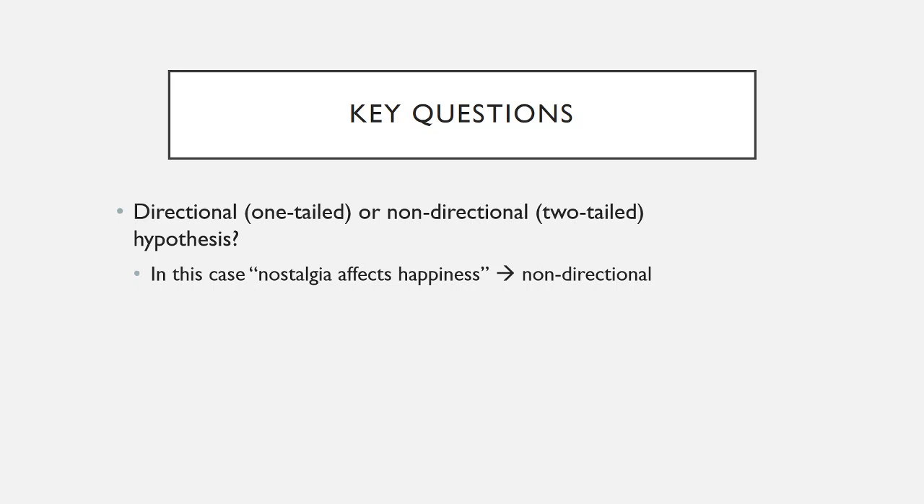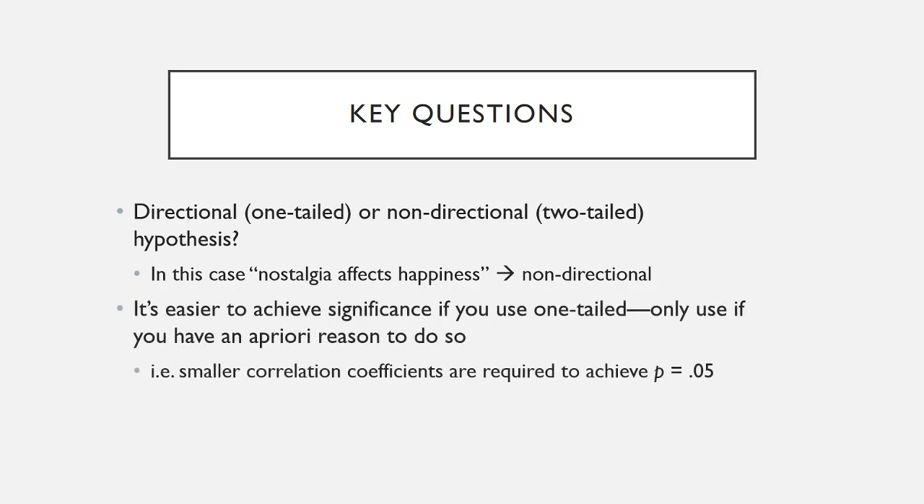So language like "variable X affects variable Y" is non-directional language. And again, this is important to do in advance because it is technically somewhat easier to achieve significance if you use a one-tailed test. So if you had gone in with a two-tailed prediction and you only achieved a p-value of, let's say, 0.06, you might say to yourself, well, if I flip it to one-tailed, wouldn't that achieve significance? Yes, that is exactly what would happen, but it's unethical and sketchy to do that.